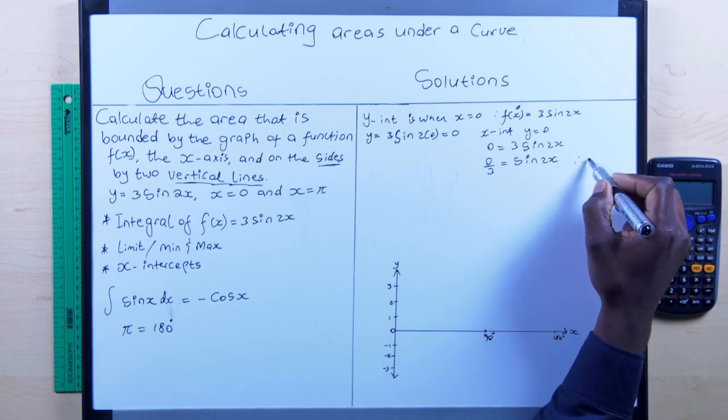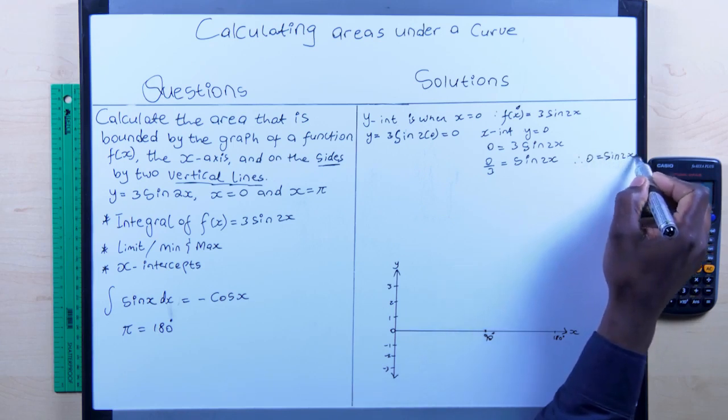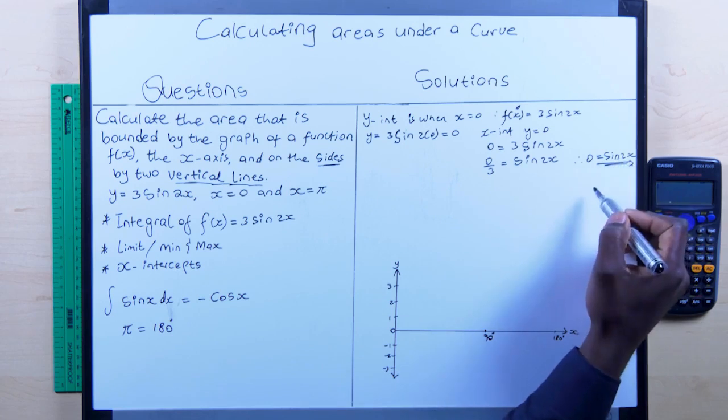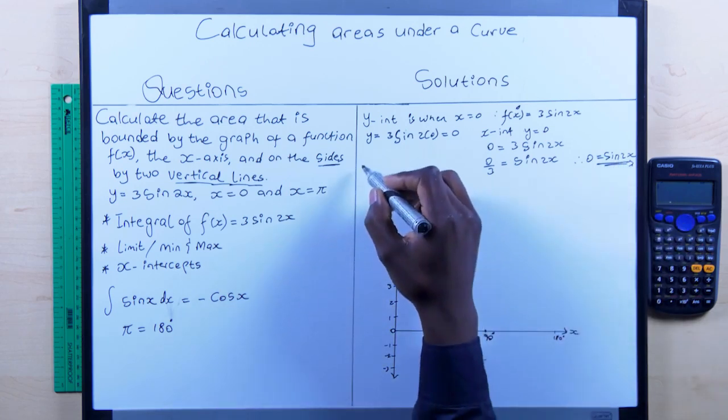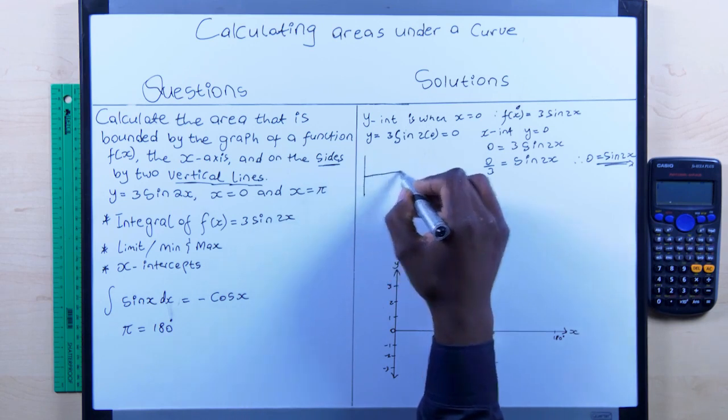Therefore, 0 is equal to sine 2x. This comes very handy, but there are some conditions to it. When is this equal to 0? It means that you must be familiar with the general shape of a curve of a sine function.